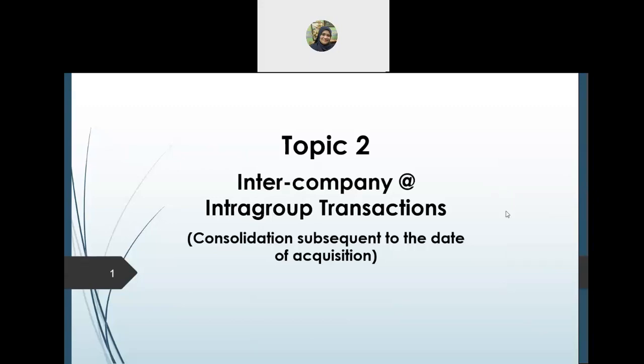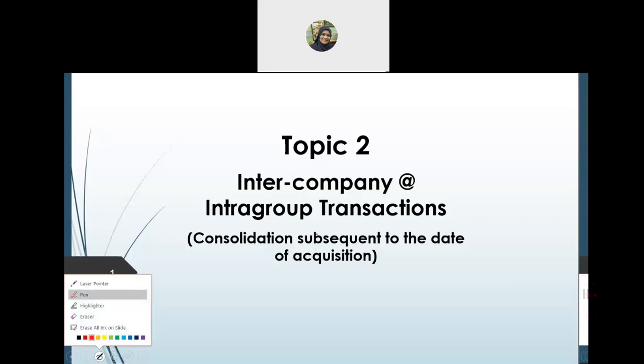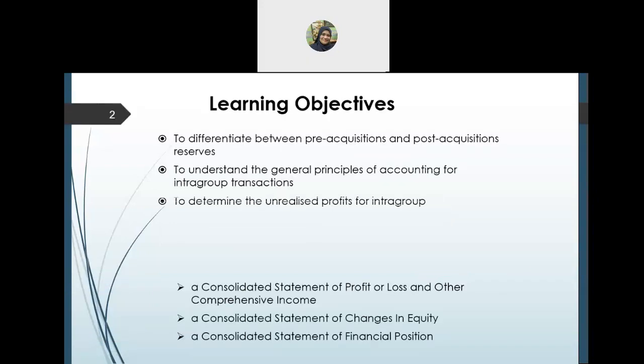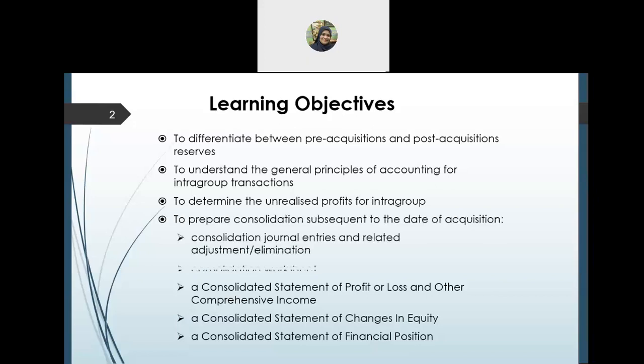Okay, so this one is related to the intergroup company. Intergroup transaction means that this is a consolidation after the acquisition date. In topic 1, we learned about acquisition, consolidation at the acquisition date. Now it is after the acquisition date. So what we're going to focus on here is only the first objective; the rest we're going to look at in the next class.